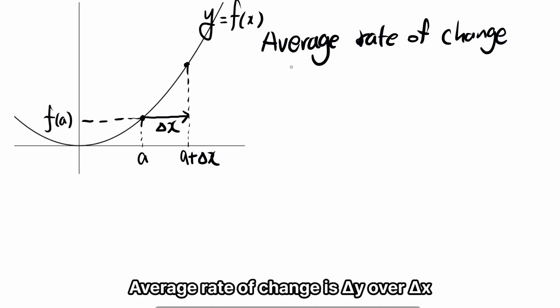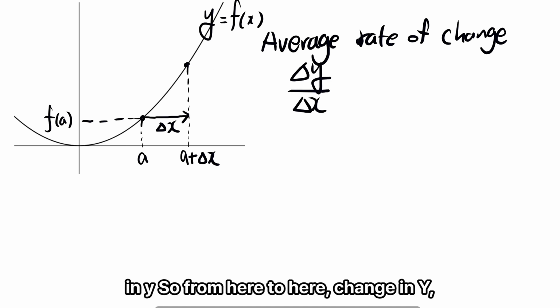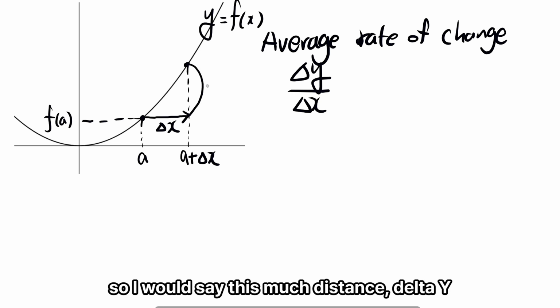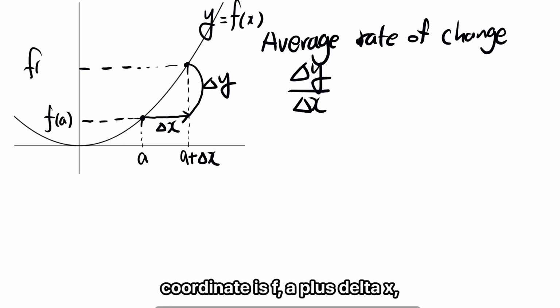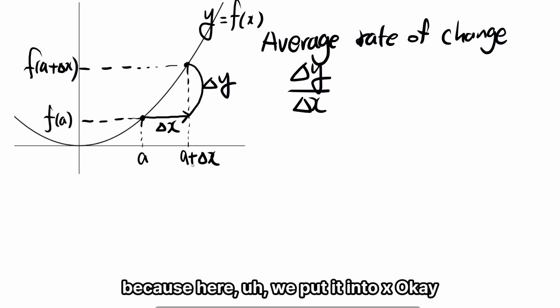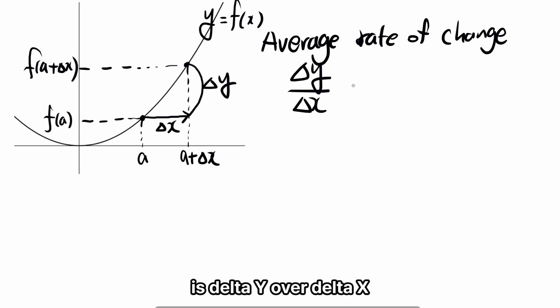Average rate of change is delta y over delta x. Delta means change in y. So from here to here, change in y. I would say this much distance is delta y. Okay, the y coordinate of the second point is f(a plus delta x), because here we put it into x. So the average rate of change definition is delta y over delta x.